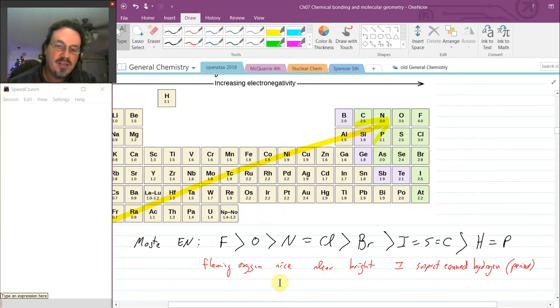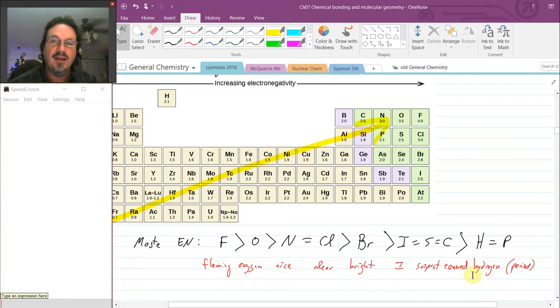Flame and oxygen, nice, clear, bright. I suspect canned hydrogen, period. If you ever have to remember the order of the most electronegative atoms, which actually becomes important in organic chemistry if you go on to that. But anyway, there you go.